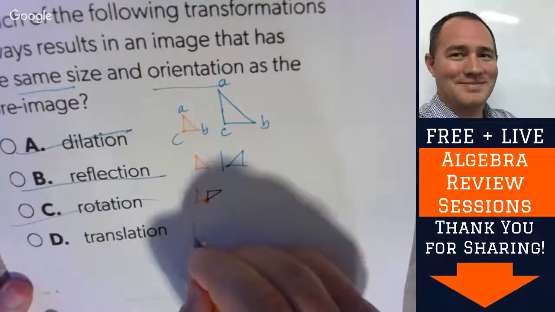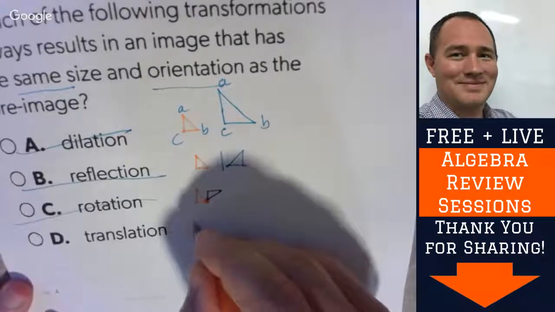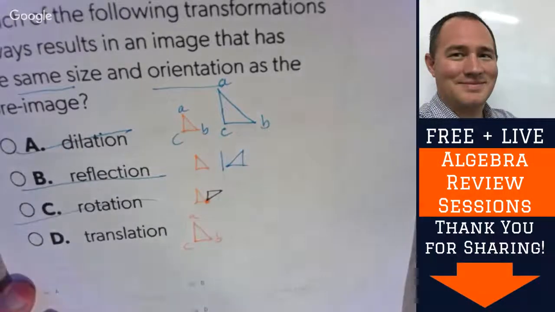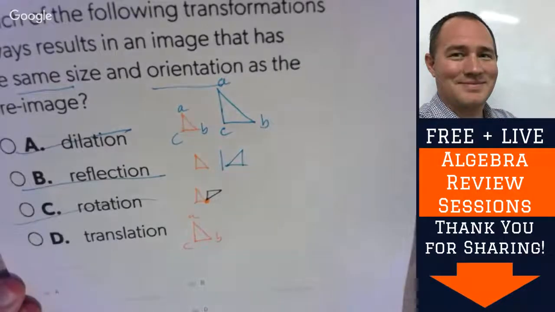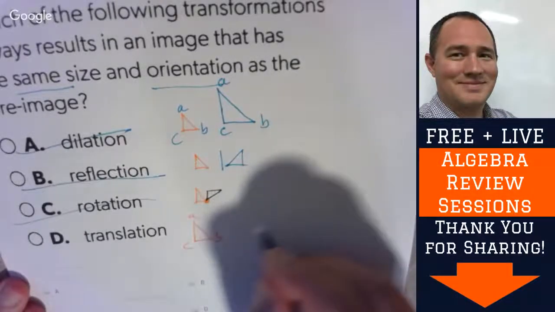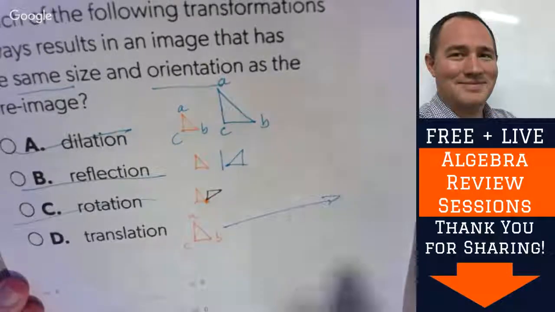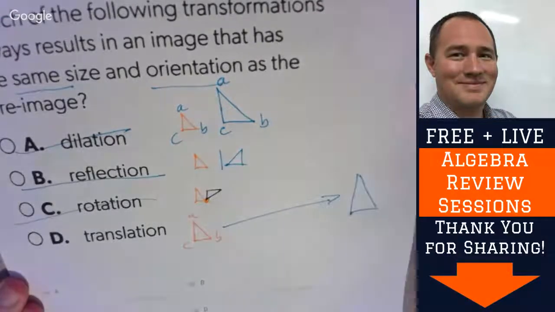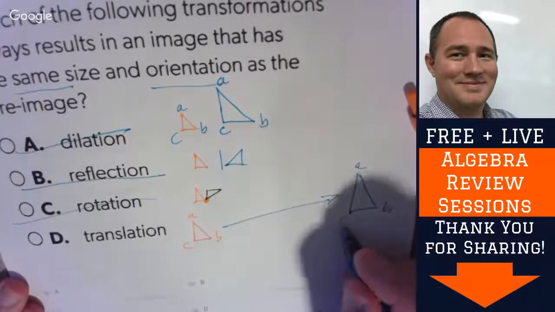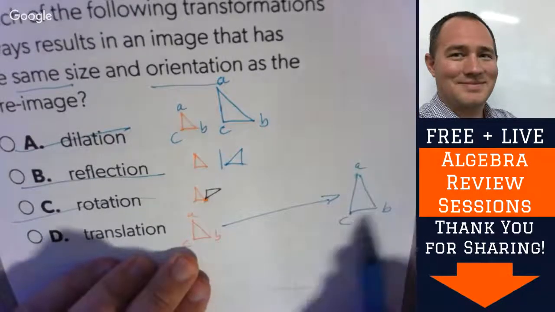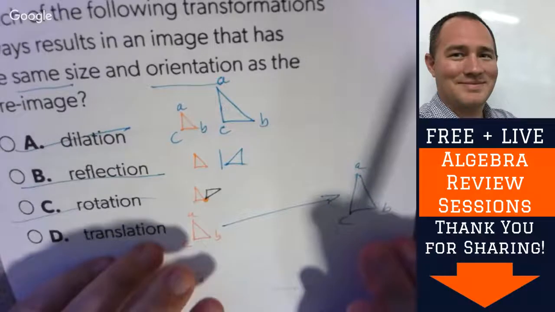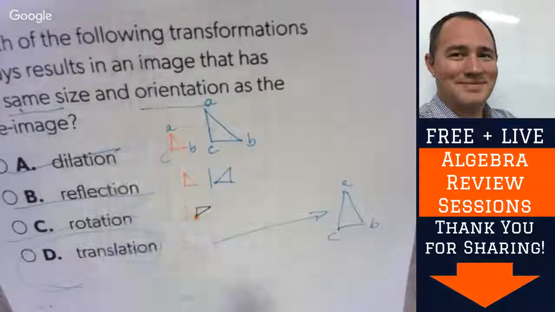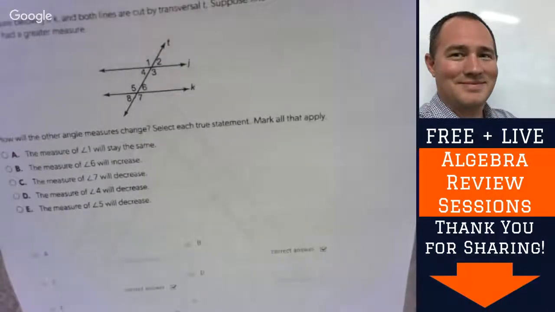How about translation? So translation, if we had A, B, C, where A is directly north of C and B is directly east of C. So this is simply just sliding something over, right? So it's going to be the same size. Well, bad example here. It's supposed to be the same size. A is directly north of C, B is east of C, just like in the pre-image. So translation is what we're looking for as far as the same size and orientation.